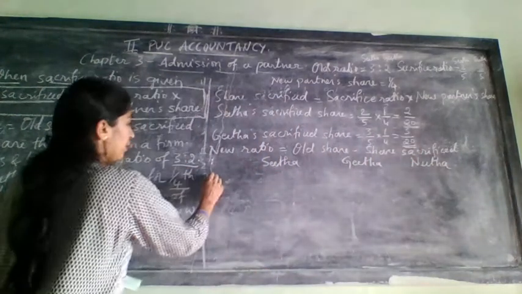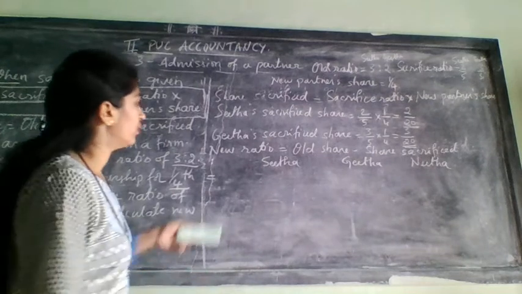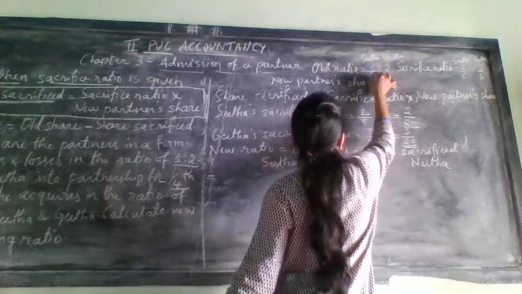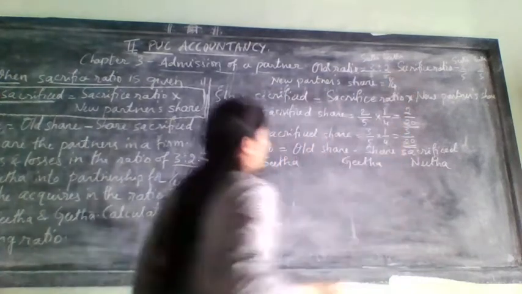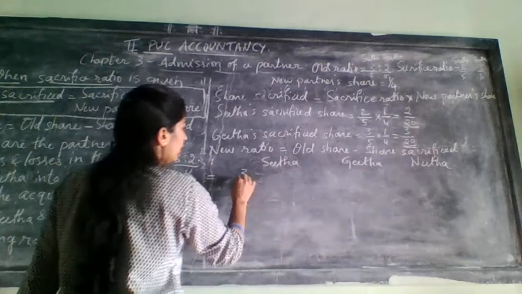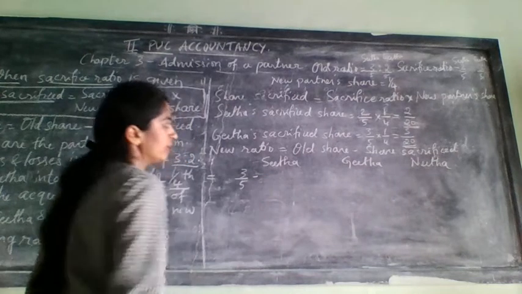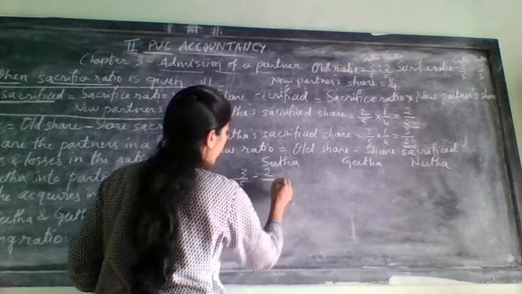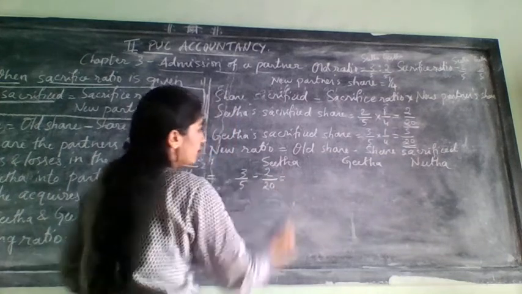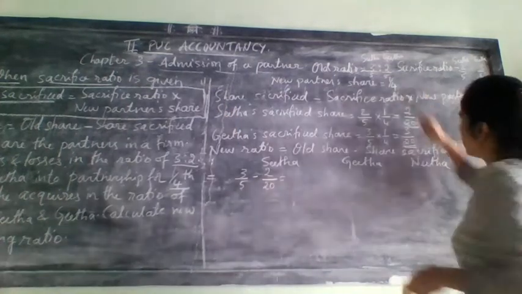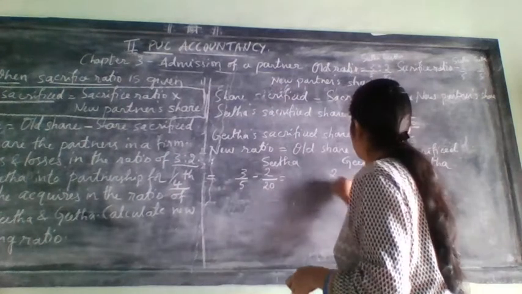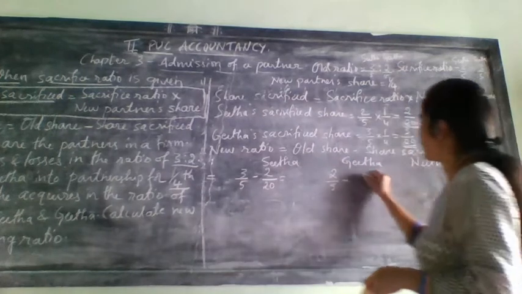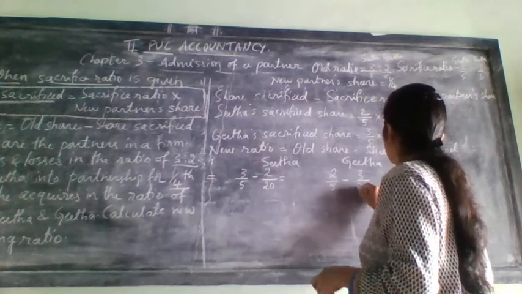Now apply the values in the formula. So Sita's old share is how much? 3:2. Again it will come 3 by 5 and 2 by 5. So write here 3 by 5 minus the sacrifice share, 2 by 20. Next for Geeta, the old share is 2 by 5 minus the sacrifice share, 3 by 20.